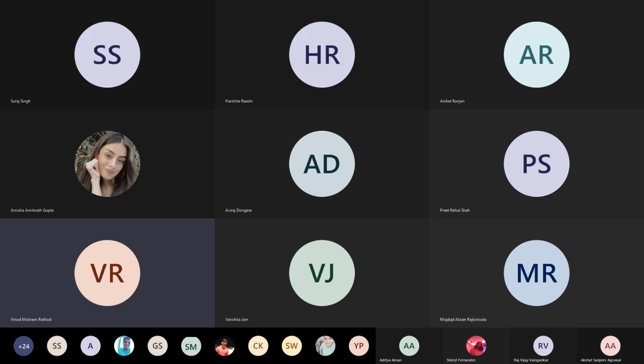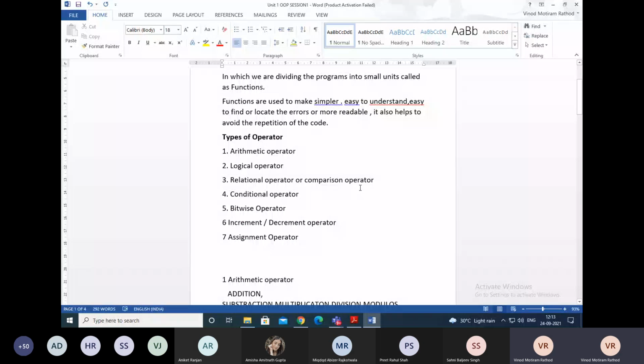In the last session, we discussed the types of operators, and I will share my screen first. I hope the screen is visible to everyone. Yes, sir.